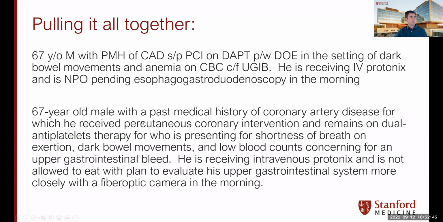So this is a 67-year-old male. He has a past medical history of coronary artery disease, for which he received a percutaneous coronary intervention. So he had his arteries opened up and remains on dual antiplatelet therapy, and is presenting with shortness of breath on exertion, dark bowel movements, and low blood counts, concerning for an upper gastrointestinal bleed. He's receiving intravenous protonix and is not allowed to eat, with plan to evaluate his upper gastrointestinal system more closely with a fiber optic camera in the morning.